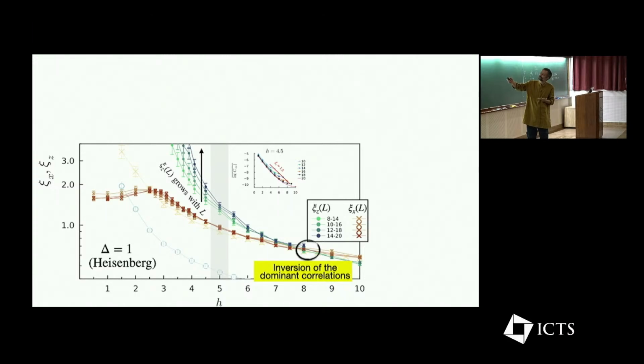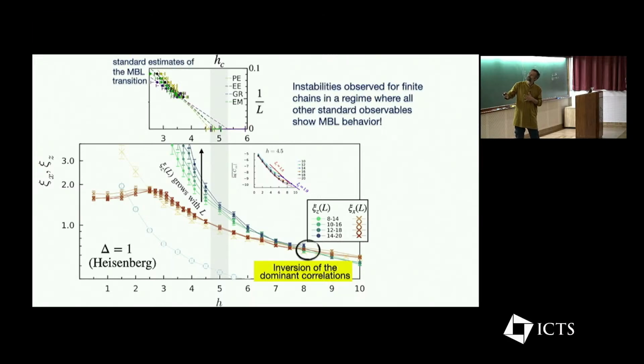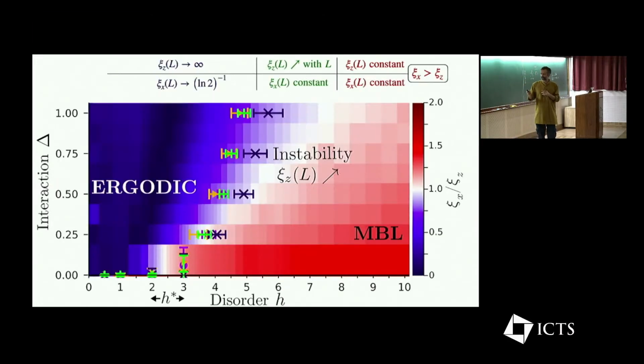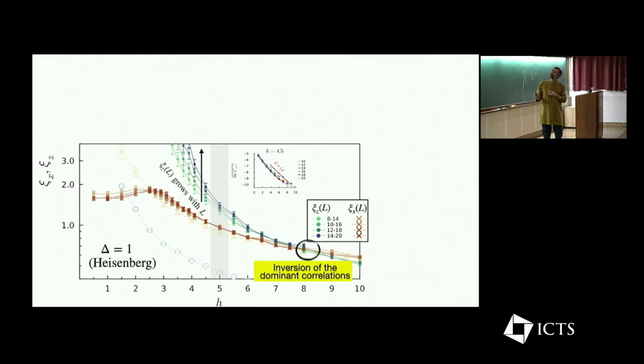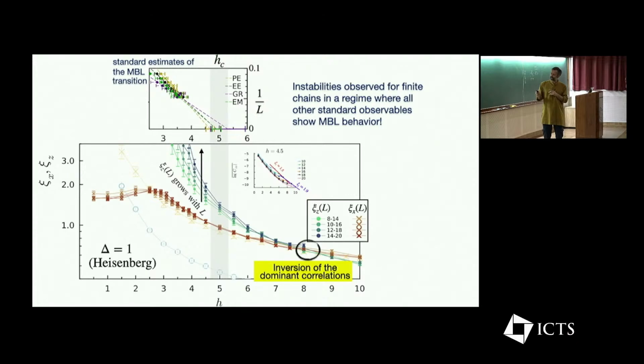So you can fit on the first system size, and then you can go to other system sizes, and we see that there is a drift. So this is clear in this regime, while in a regime where all the other estimates show a clear MBL behavior. Okay, so these are the standard estimates, and this is the extrapolation. So this gray line is the transition point extrapolated.